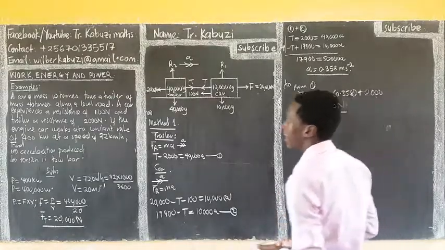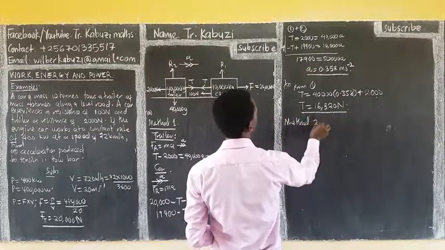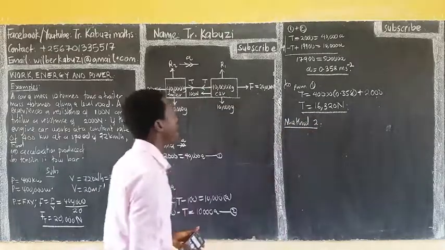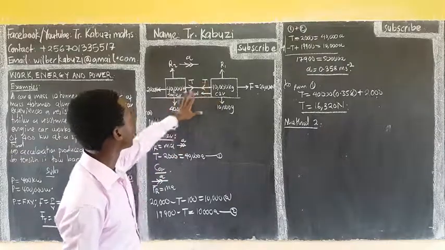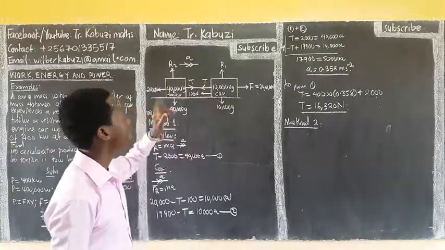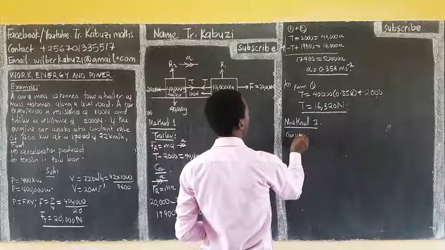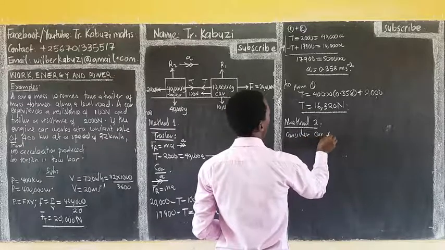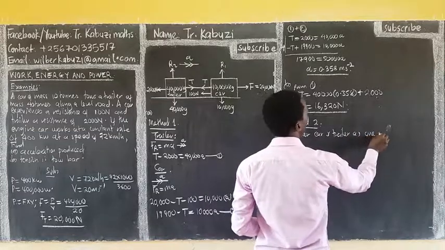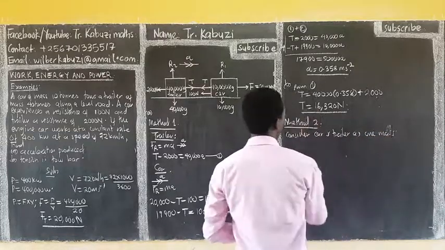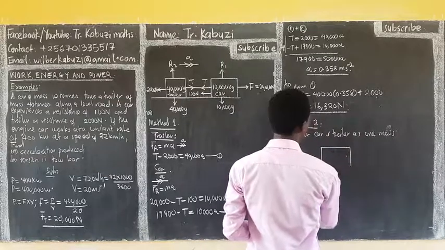Really easy. So the other alternative, method 2, we consider them as one mass. We consider the car and trailer, this and this, as one mass. So what is it giving me now? If I consider it as one mass, this is going to be the idea.